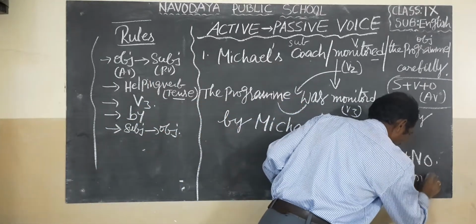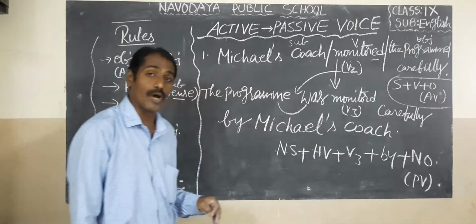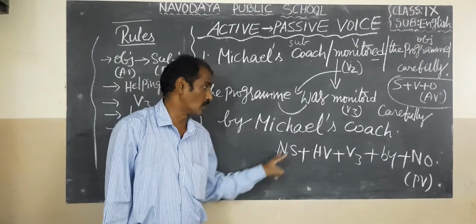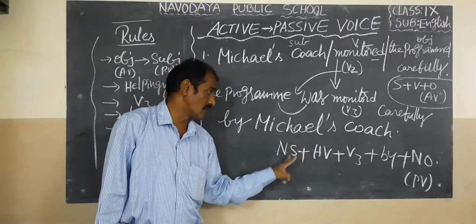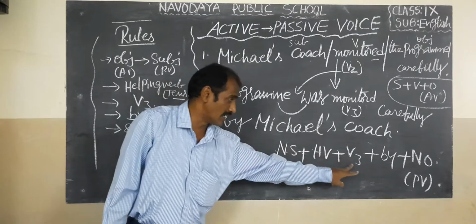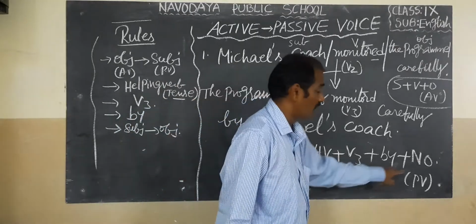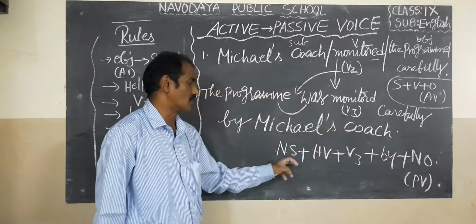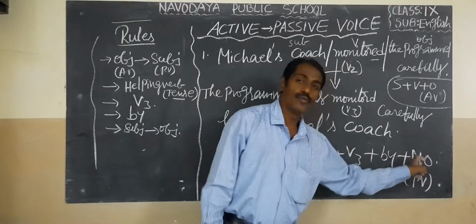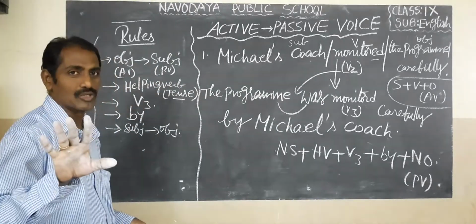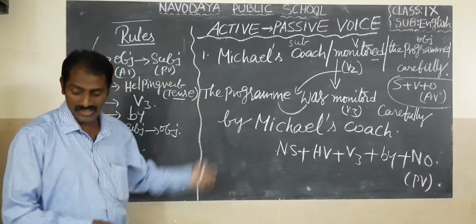So this is the passive voice formula. The formula of passive voice is: NS, the object that became the new subject, then the helping verb or be form, then V3, then by, then the new object, the subject that became the object. So there are five elements of passive voice. We found five elements of passive voice. Next example.